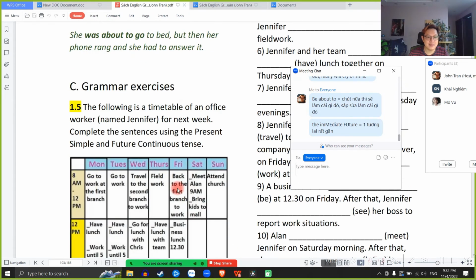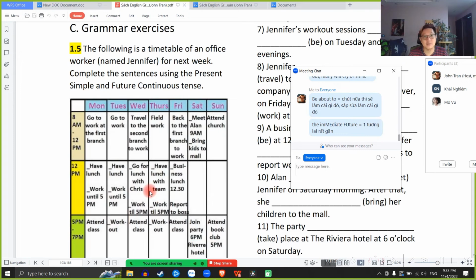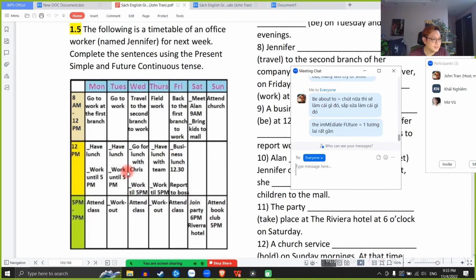Alright, let's try grammar exercise now. Chúng ta có những cái bài tập về grammar như sau. 1.5. The following is a timetable of an office worker named Jennifer for next week. Sau đây là cái bảng, nó gọi là gì ta? Thời khóa biểu, thời gian biểu của một cái người làm công văn phòng tên là Jennifer cho tuần tới.